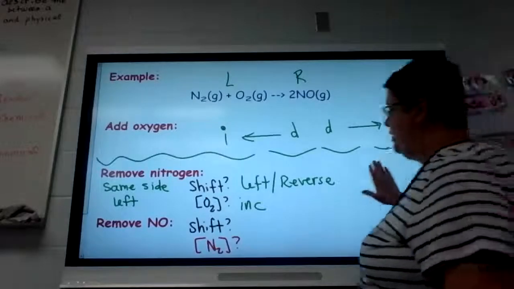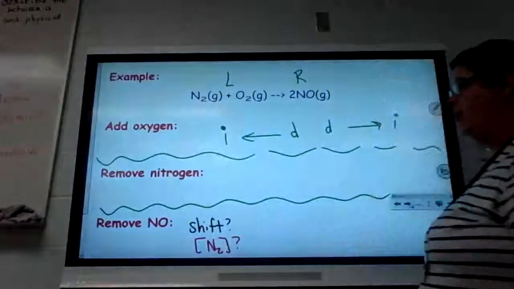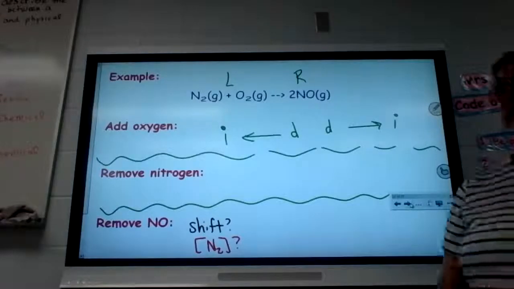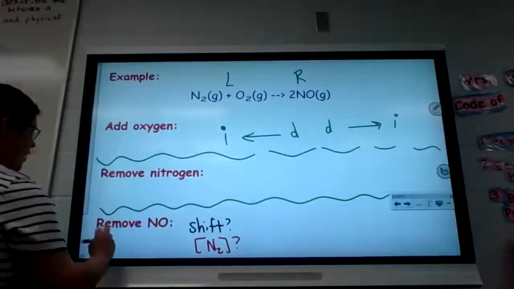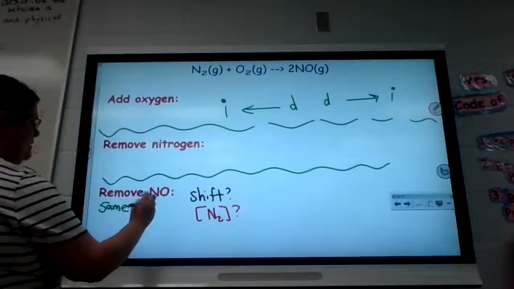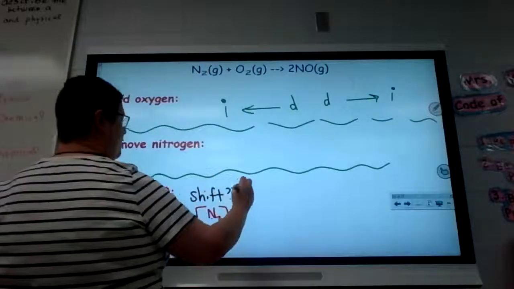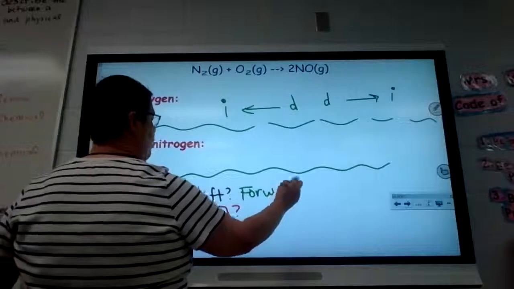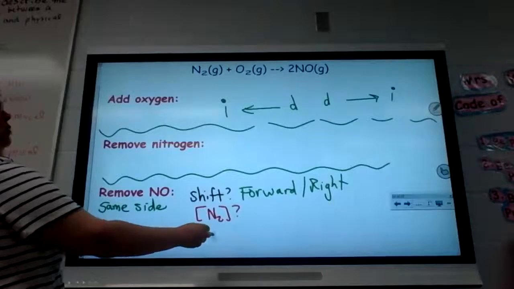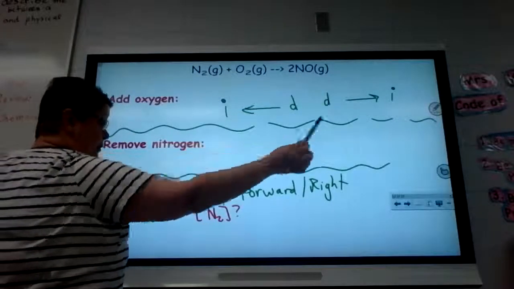Okay? So forget everything we just wrote down right here. Last question. So if we remove NO, what's the rule for remove NO? Same side. All right, so what side? Forward, right. What side is NO on? It's on the right. I heard forward. Forward is good. I heard right. That's good. And it's gonna increase. So I asked about N2. If it goes to the right, what happens to N2? Increase.